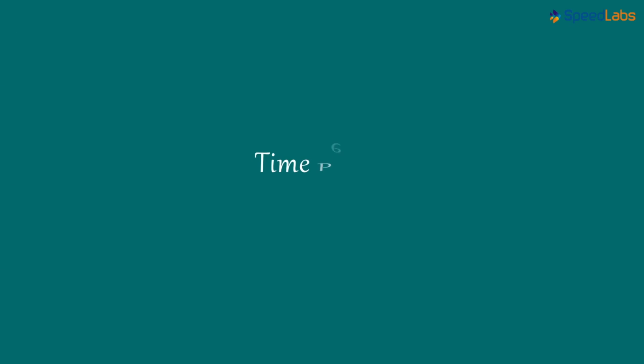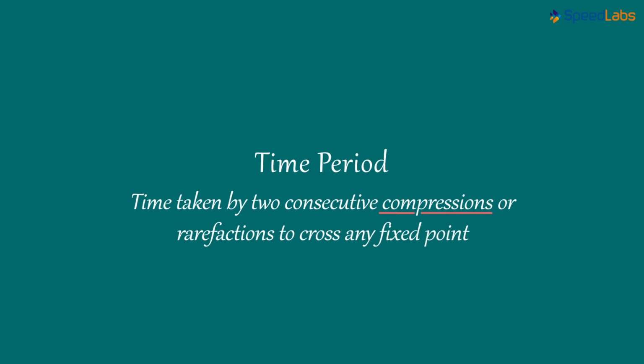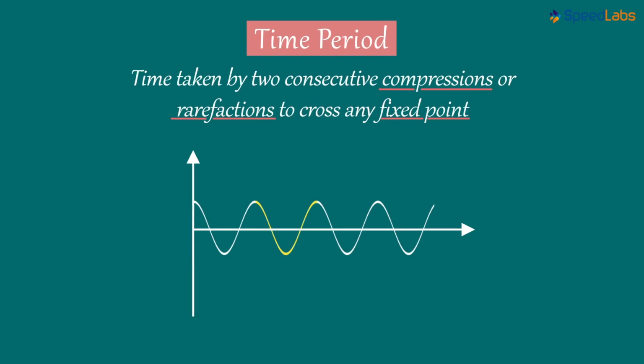Finally, we will talk of the time period of a sound wave. The time taken by 2 consecutive compressions or rarefactions to cross any fixed point is called the time period of a sound wave. So if a wave takes 2 seconds to pass this point, we say that the time period is 2 seconds.